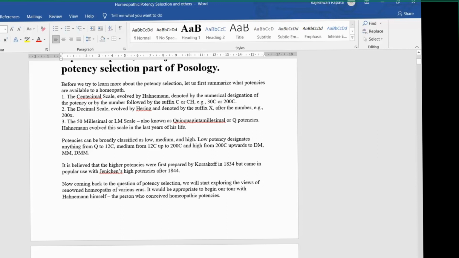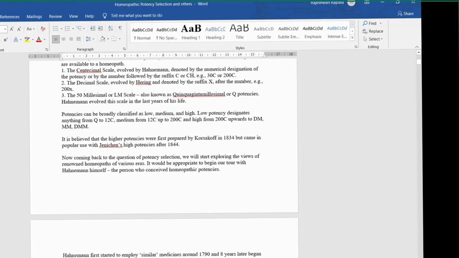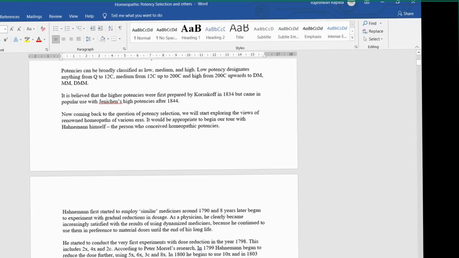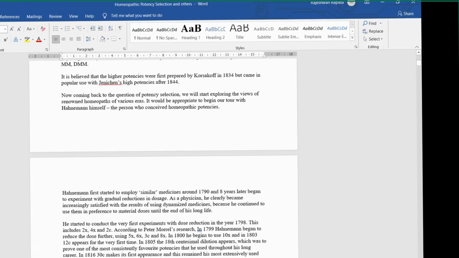So coming back to the question of potency selection, how are you going to select the potencies? You know that there are three types of potencies: lower, medium, and higher. Now, in which cases are you going to give low potency, in which cases the medium, and in which cases the higher potencies?